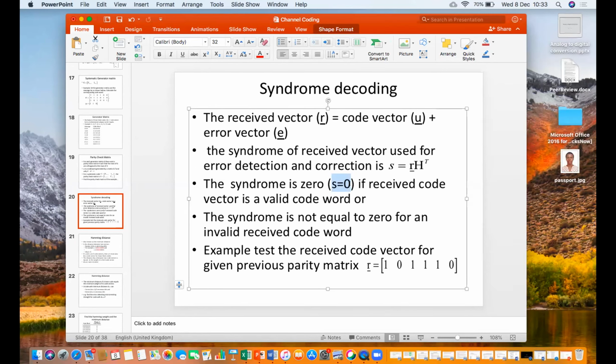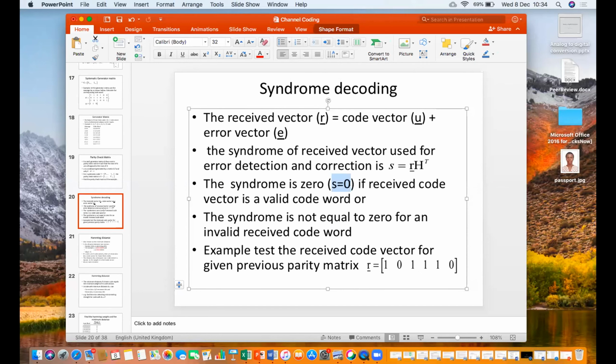And therefore, if you have received the code in error, you should attempt to correct the error, because that's why we are doing channel coding. We are trying to remove errors. And why are we removing errors? So that we can have reliable information. And if we have reliable information, it means that we have an effective communication system, which is desirable.